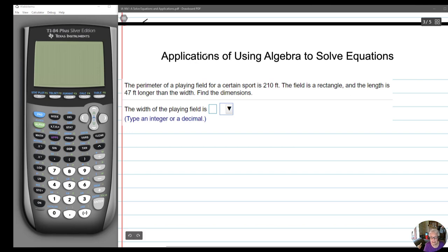You've got a rectangular field right there. Well, let's draw a rectangle.